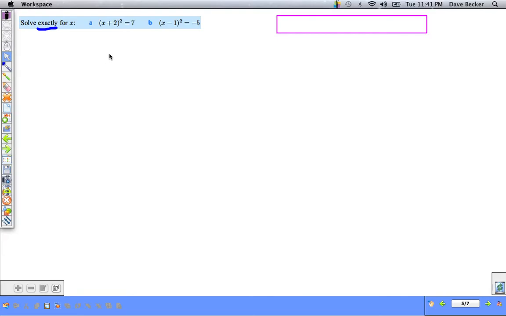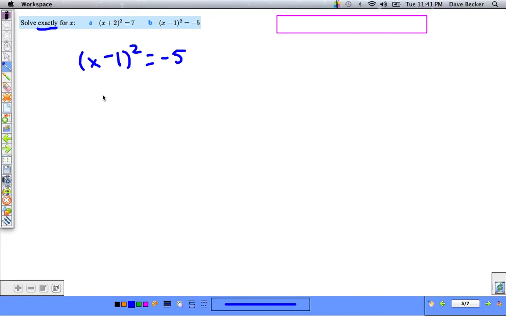Well, oops, pen. So x minus 1 squared equals negative 5. And actually, you should look at that and know an answer right away. But in case you don't, we're going to take the square root, and I forgot the plus or minus.